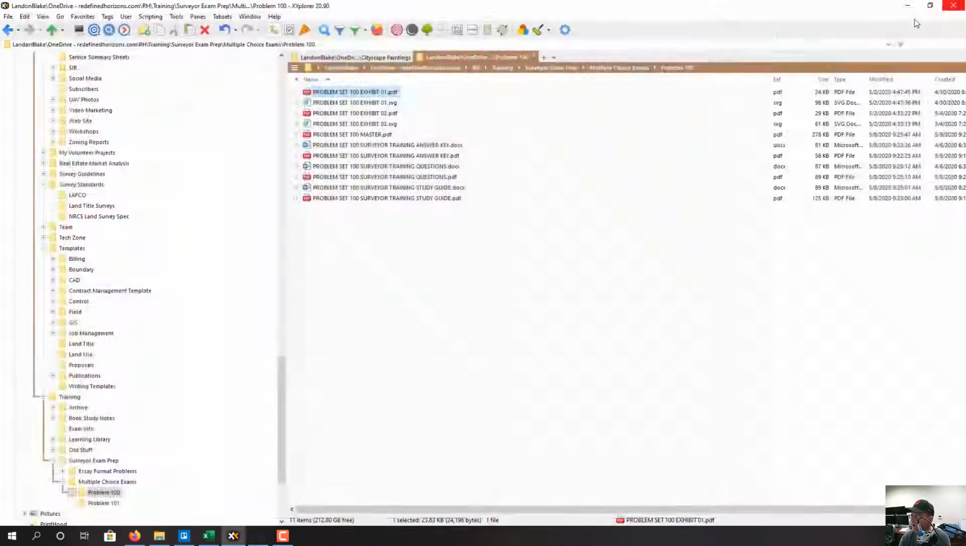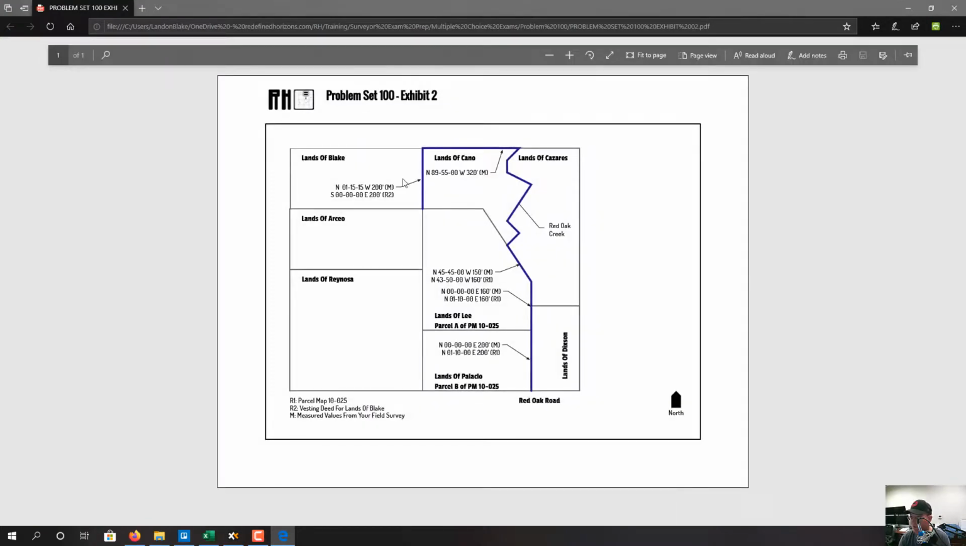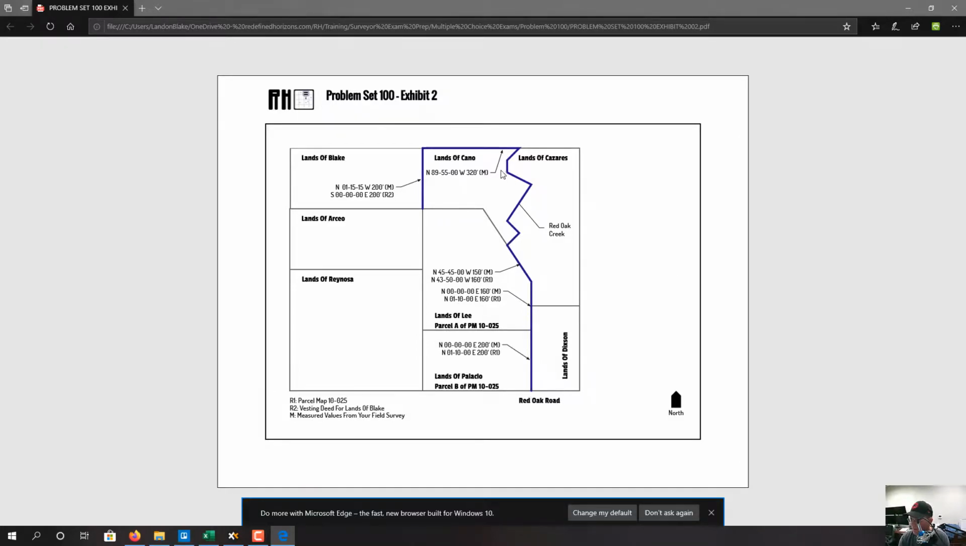Okay, those are the 6 questions for exhibit 1. Let's look at exhibit 2. So this is a strip land description question, and I kind of give you the setup there. We're trying to run a strip easement along this common boundary all the way down to the north lands of Lee. What we're trying to do in our sale is get access to the lands of Blake and the lands of our sale from Red Oak Road down here.